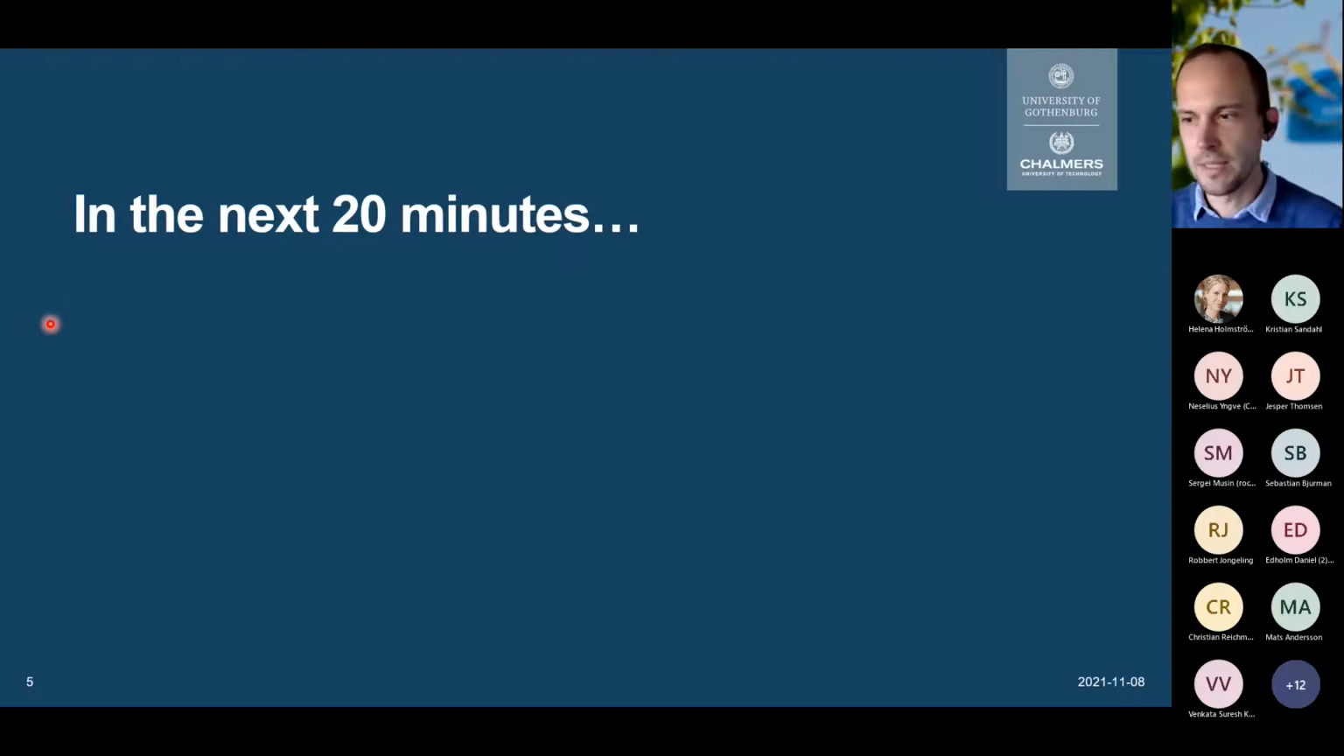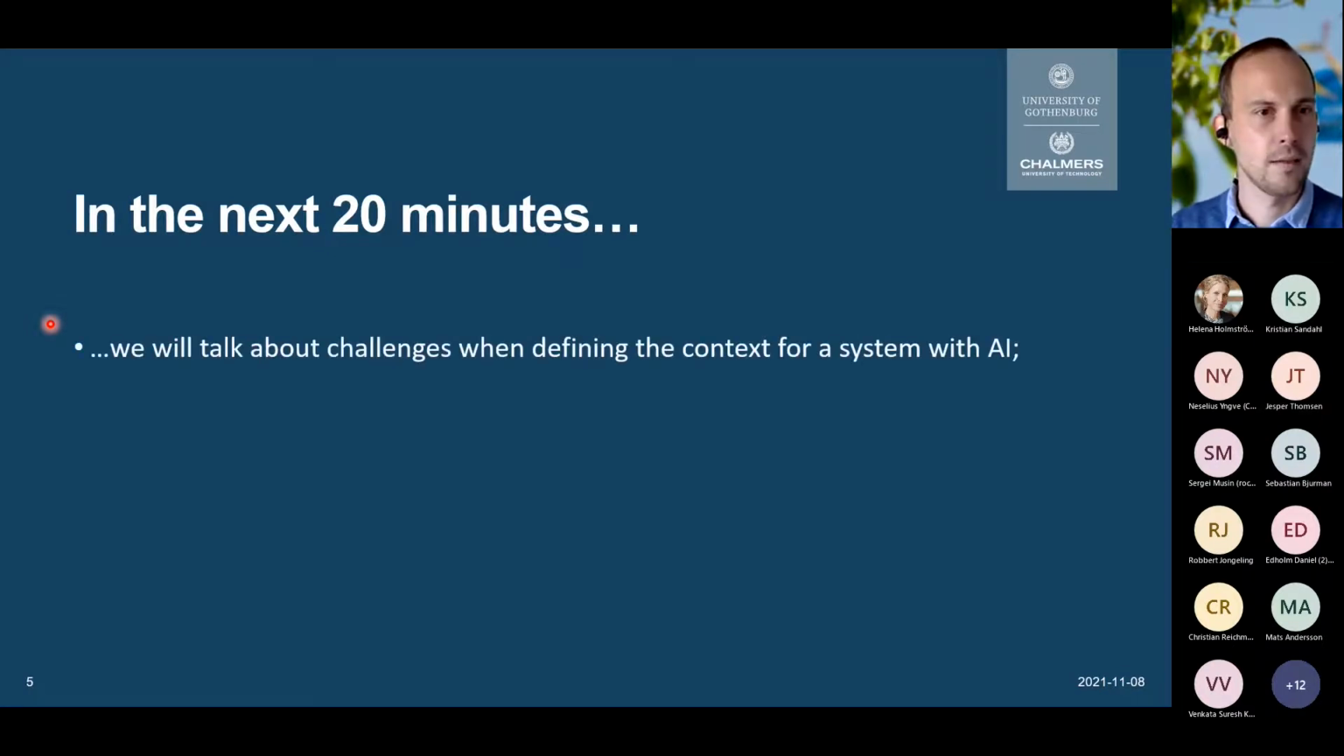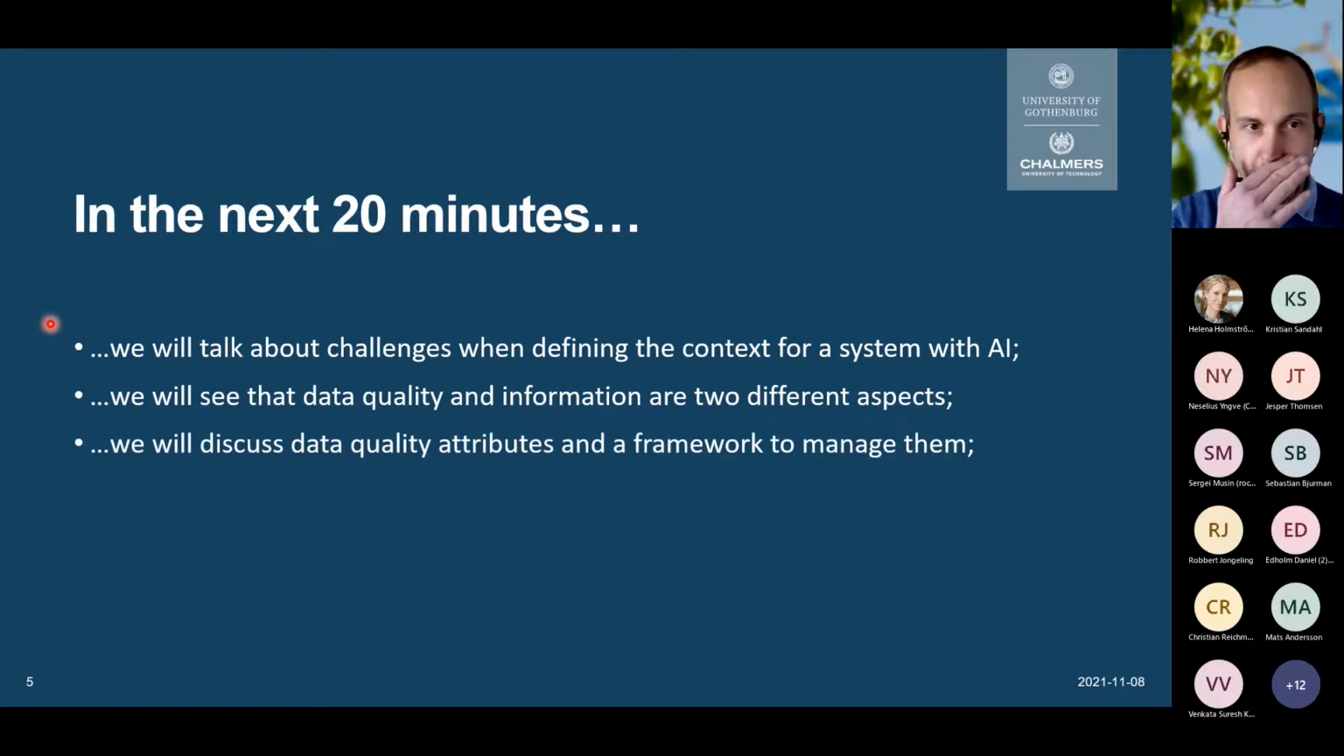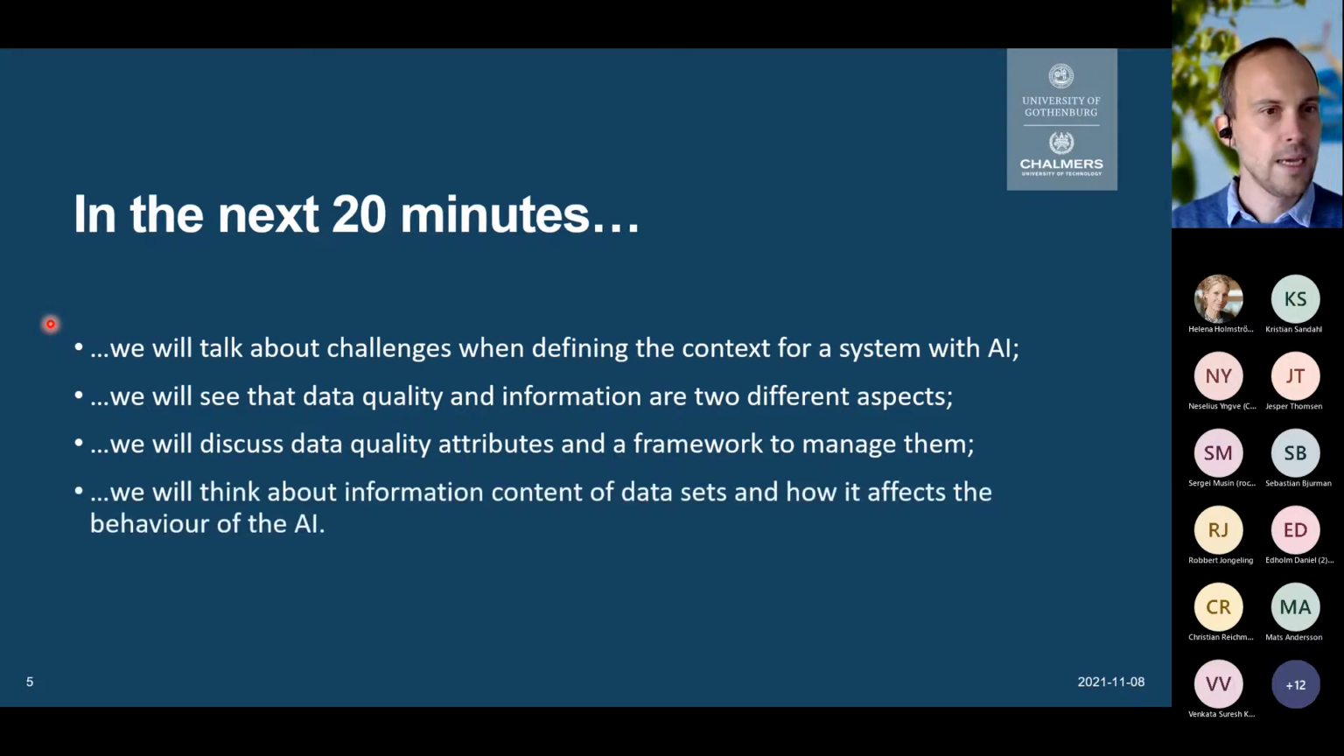So in the next 20 minutes, we will talk about challenges when defining the context for a system with AI. We will see that data quality and information are actually two different aspects. We will discuss data quality attributes and a framework to manage them. And we will think about information content of data sets and how it affects the behavior of the AI.